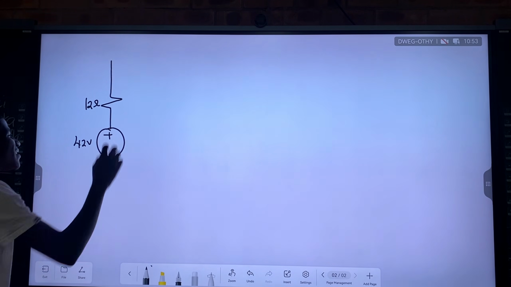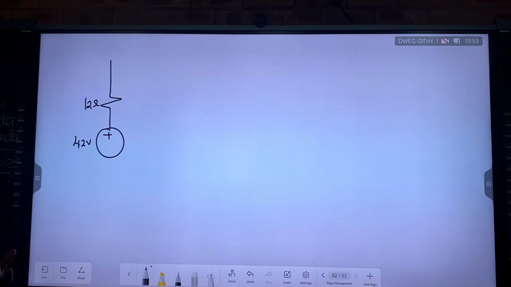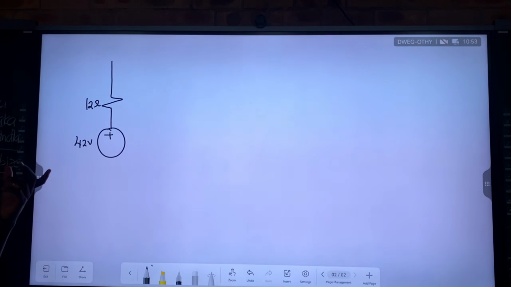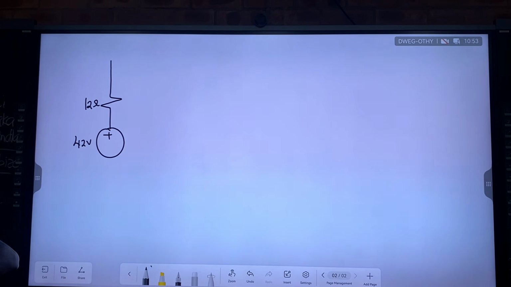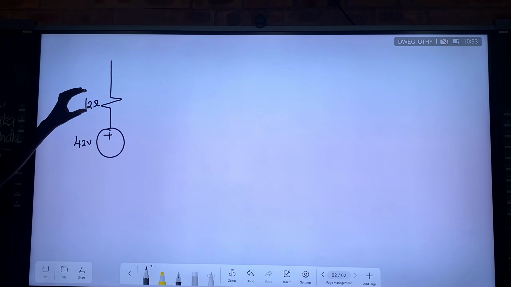So the 12 ohms, they've told you, is an internal resistance, okay? But internal resistance at this point, we treat it the same as the external resistance. So we just treat the voltage source as being in series with this resistor.